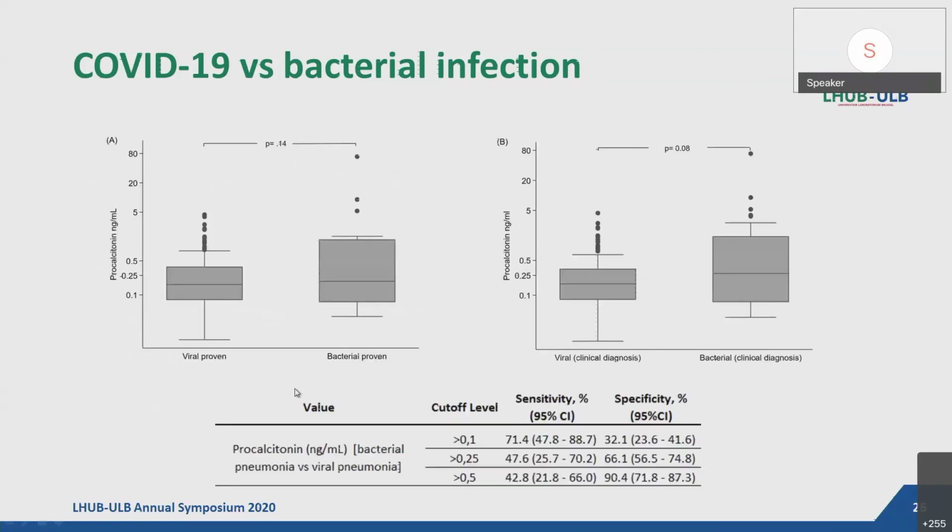And as you can see, actually, we did not see any difference in PCT values in viral-proven pneumonia as compared to bacterial-proven pneumonia. What we should say is that indeed we had high PCT values in the viral arm, sorry. And so probably these patients had already quite severe forms, and of course that was during the first wave.